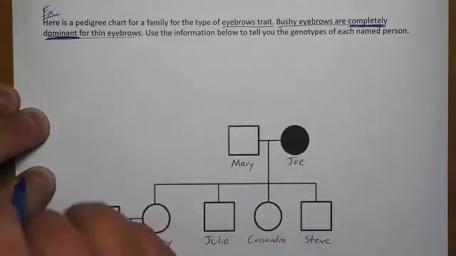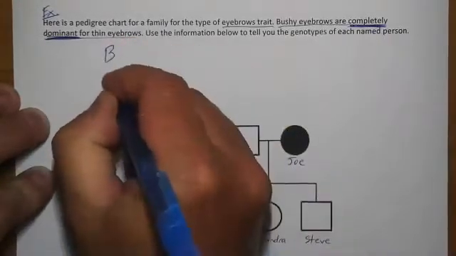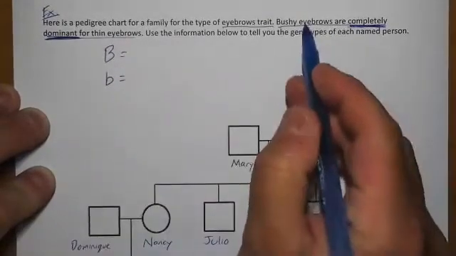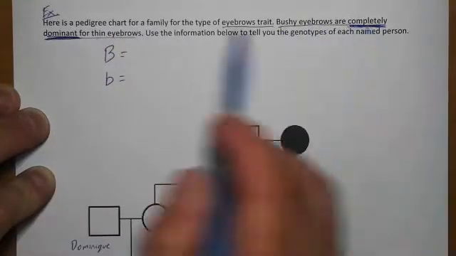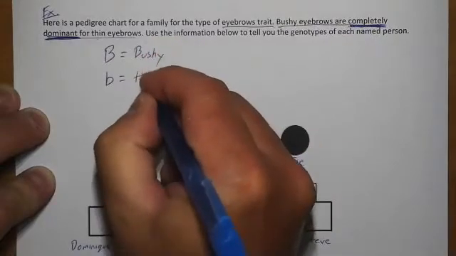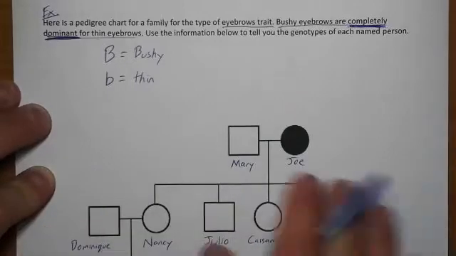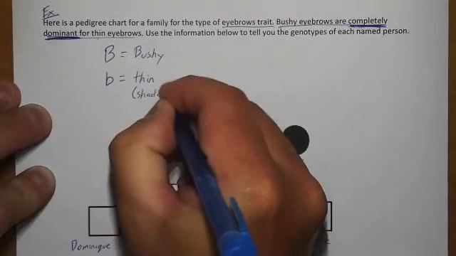All right, so I'm going to pick a letter. Again, define your letters. I'm going to go with capital B and lowercase b. Makes it easy. All right, which one's going to be the capital? Is it going to be bushy or thin? Bushy is dominant, so bushy would be the capital. Thin would be the lowercase. Okay, and so then you go, okay, the thin is going to be the shaded one because it's the recessive.